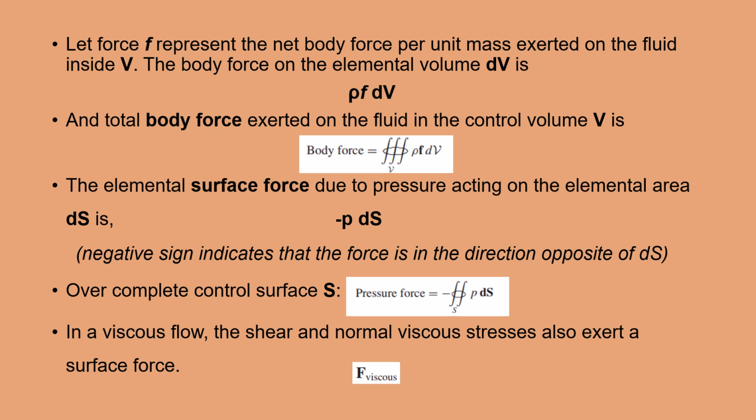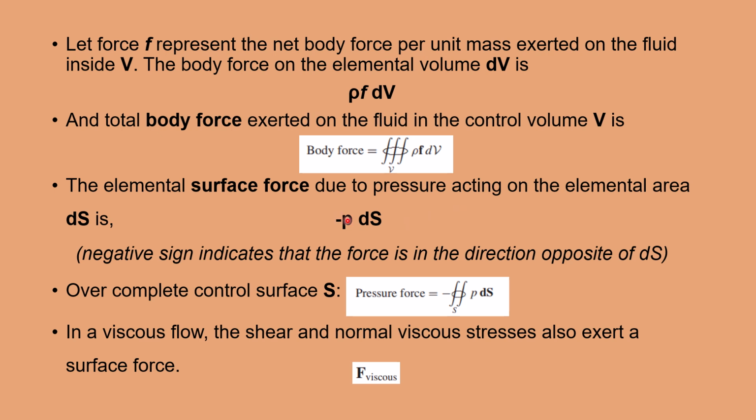Let f represent the net body force per unit mass exerted on the fluid inside the control volume V. In this case, the body force on an elemental volume dV is represented as rho f dV, where rho dV is the mass of the fluid inside that small volume dV. And f is the force per unit mass, which is essentially the acceleration. So, just like the equation force equal to mass into acceleration, we can say that force in the volume is rho dV into f, where f is acceleration.